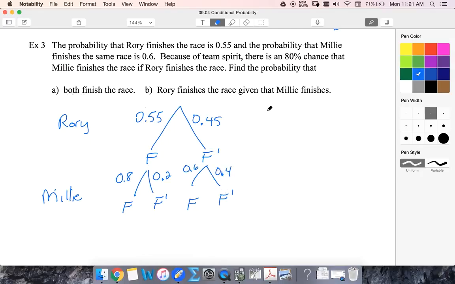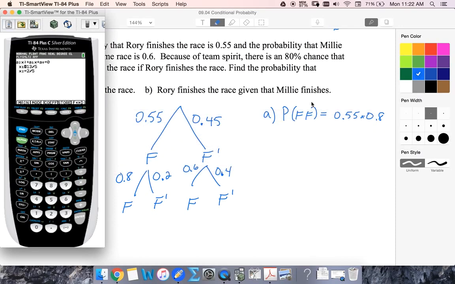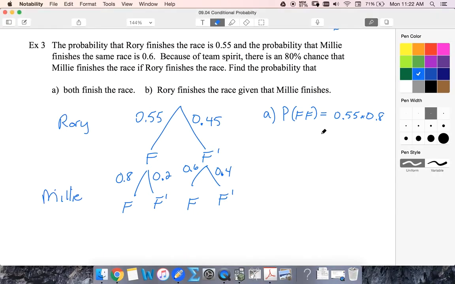So the probability they both finish, probability of finish is 0.55 times 0.8. Let's see what that is. Okay, we've got 0.55 times 0.8, 0.44.